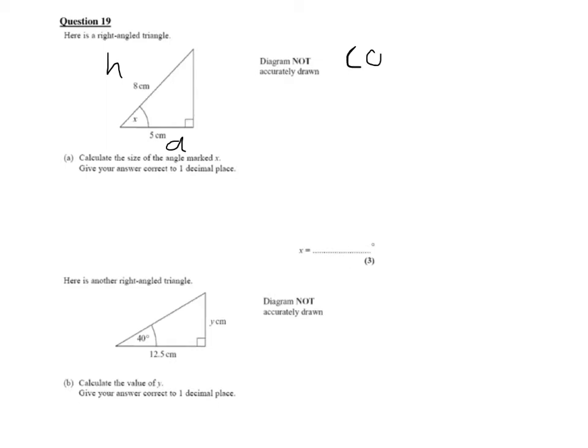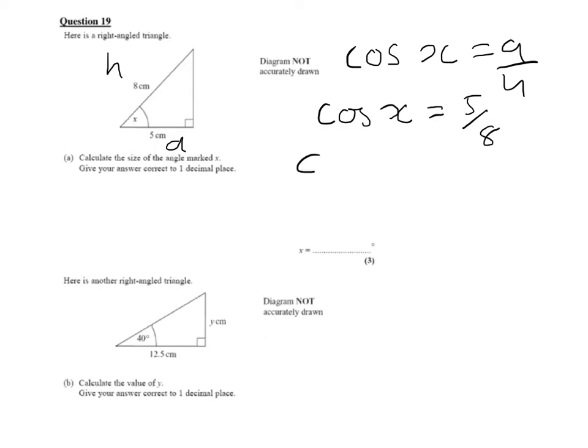So we know that cos of x will equal the adjacent over the hypotenuse, so that gives me cos x equals 5 over 8. So all I need to do is use my calculator, and I need to work my way back to the angle, so I use the cos minus 1 function, 5 divided by 8. And if you put exactly what you see here into your calculator, and you must make sure you have your brackets, then you will get the answer, but you need to round it to one decimal place.